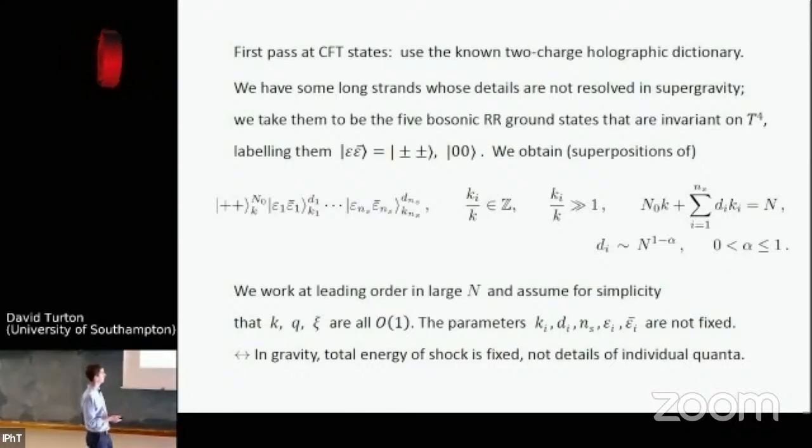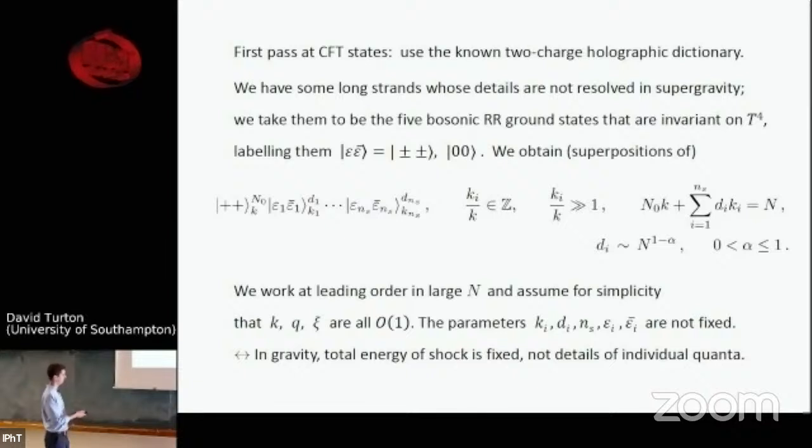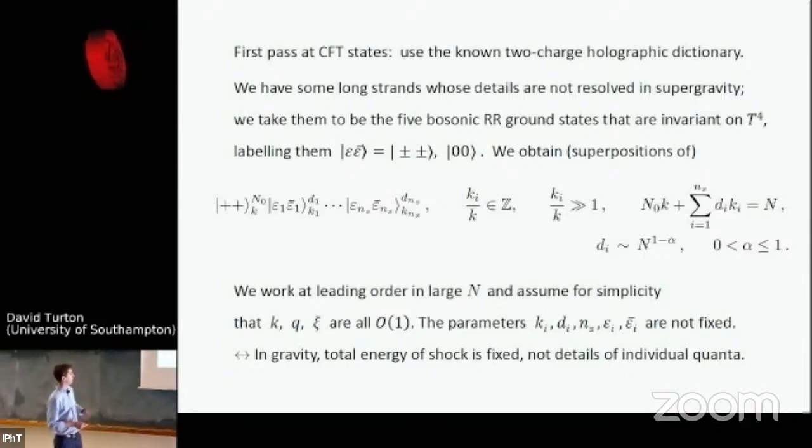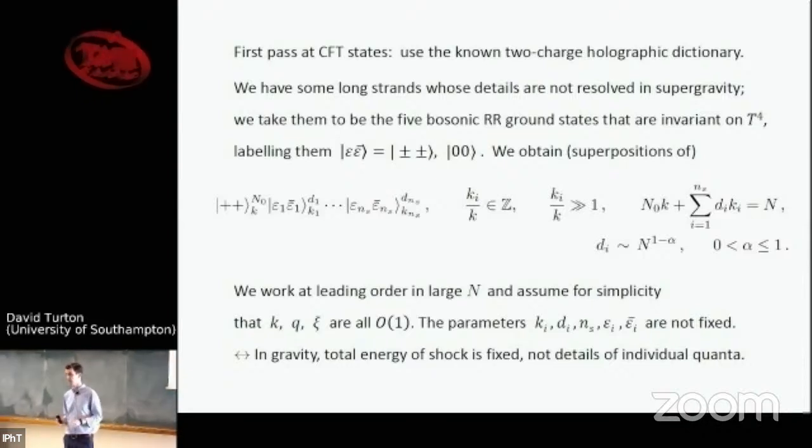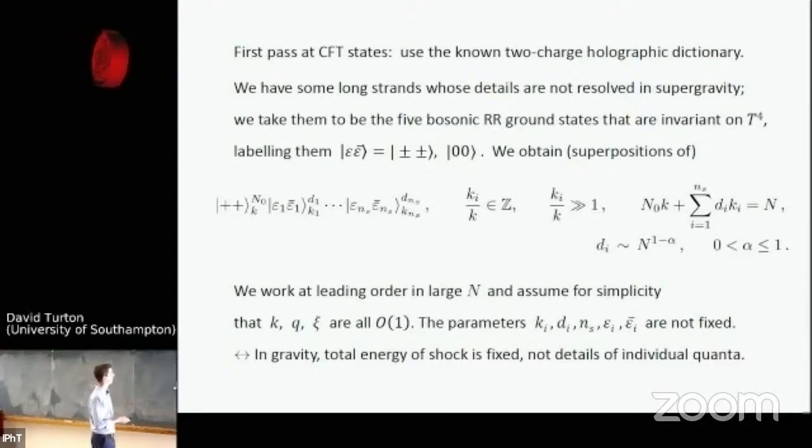And for simplicity of the discussion, I'm going to assume that K, Q, and Xi are all order 1, which is the natural regime. The rest of the parameters due to the long strands are not fixed, and we don't have information about them. They're not resolved by the shockwave. As I said, the total energy of the shock is fixed, not the detail of the individual quanta.